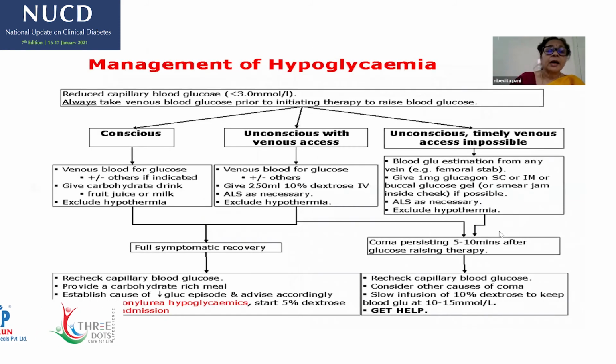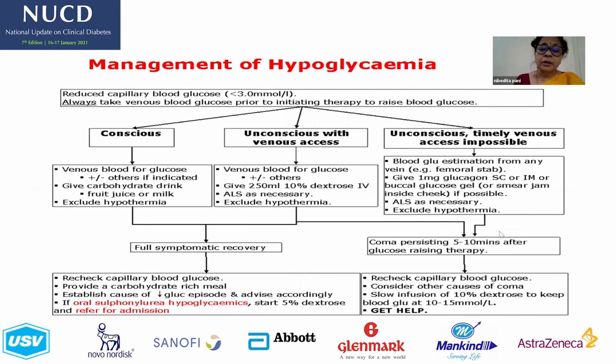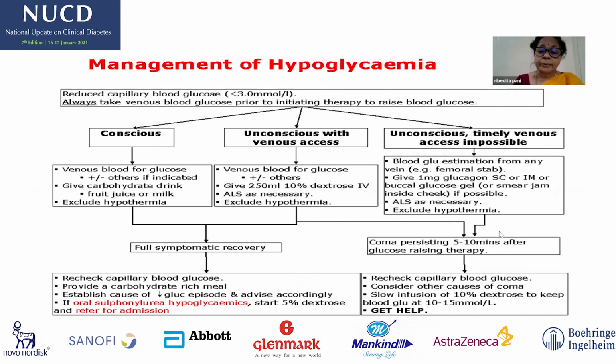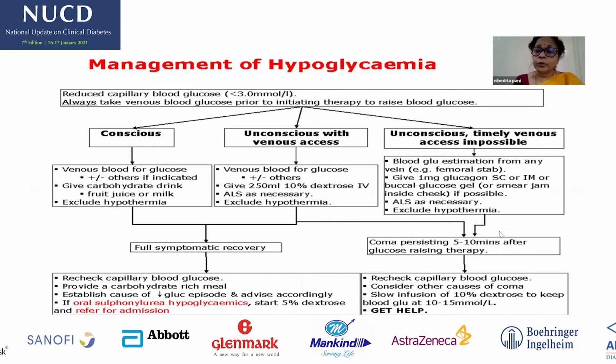So how do you manage hypoglycemia? If the patient is conscious, you can give carbohydrate-rich fruit juice and exclude hypothermia. If unconscious, you can start with 250 ml of 10% dextrose IV and exclude hypothermia.